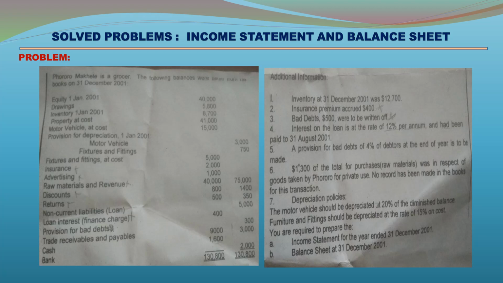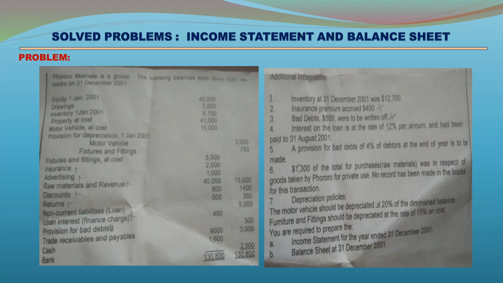Provision for bad debts 300 credit. Trade receivable 9,000. Trade payable 3,000. Cash debit 1,600. Bank overdraft 2,000 credit. Total debits 130,800. Total credits 130,800. Additional information.